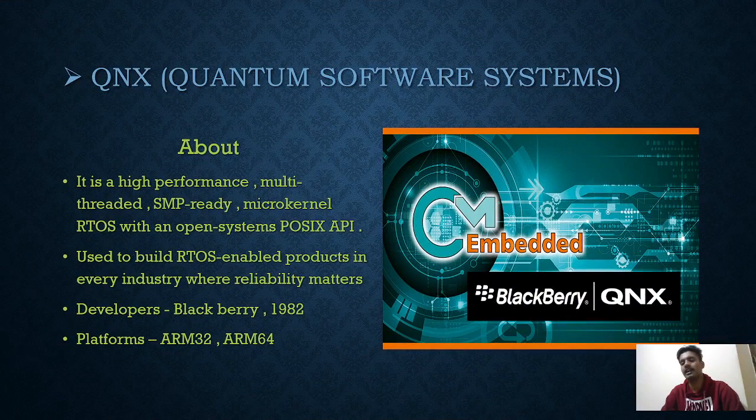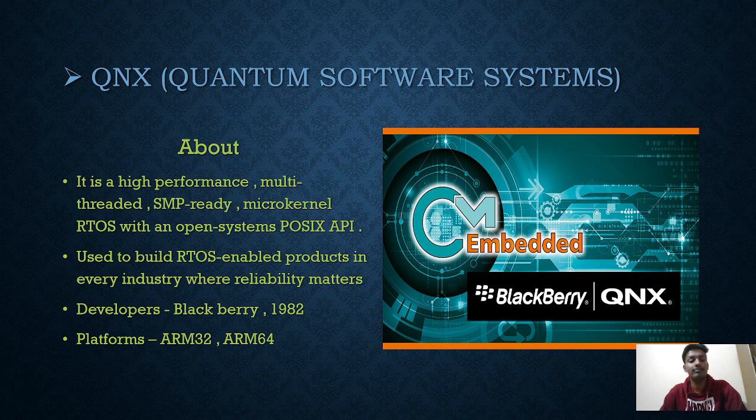QNX. The next RTOS is QNX. What does QNX stand for? Quantum Software Systems. It is a high-performance, multi-threaded, SMP-ready microkernel RTOS with an open system POSIX API. What is a microkernel? When you remove all the non-essential components from a kernel, that's where the microkernel comes into the picture. What happens here? It eases things up because the microkernel takes up very little space, and also the security increases. It is used to build RTOS-enabled products in every industry where reliability matters.